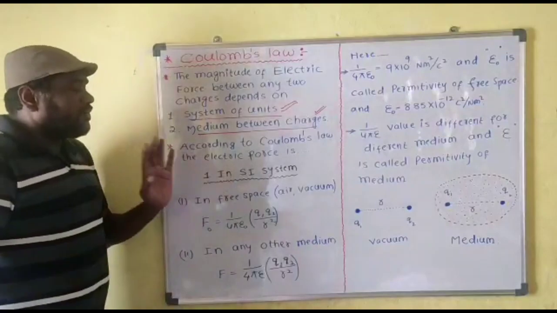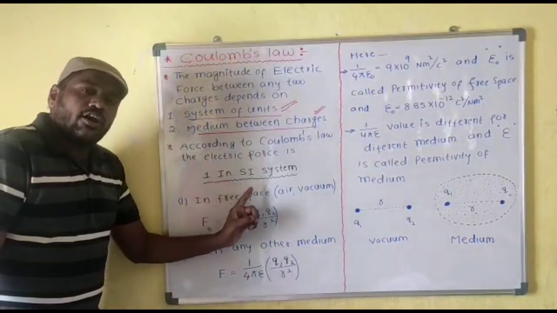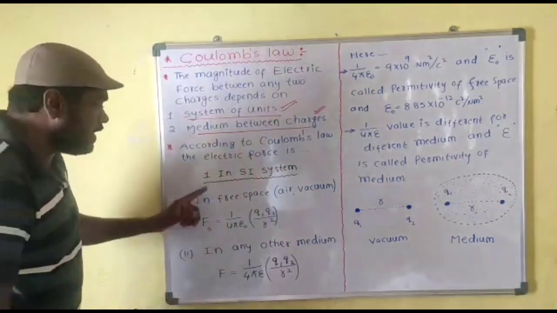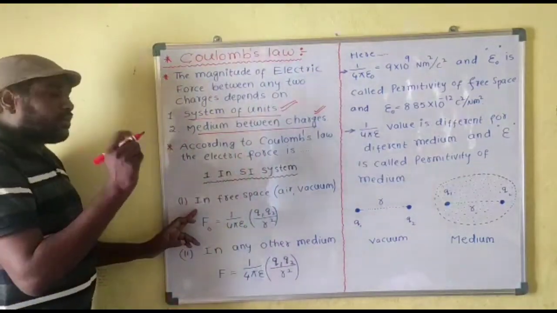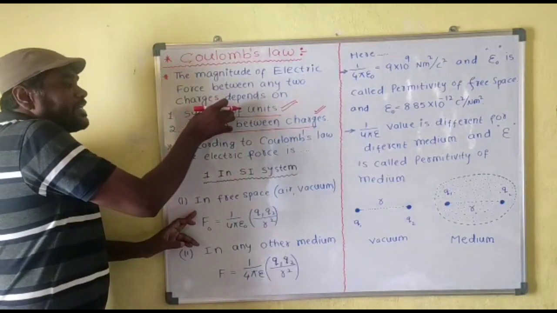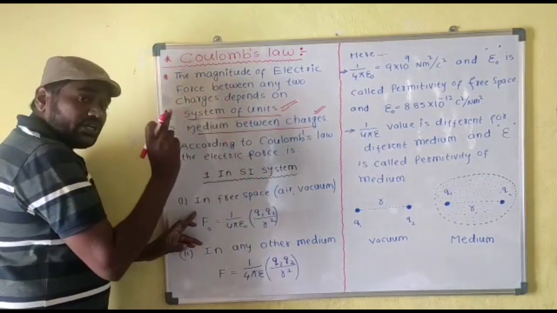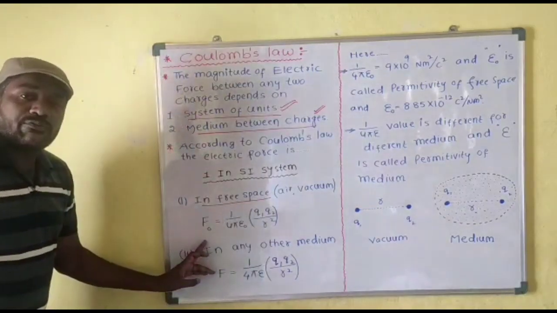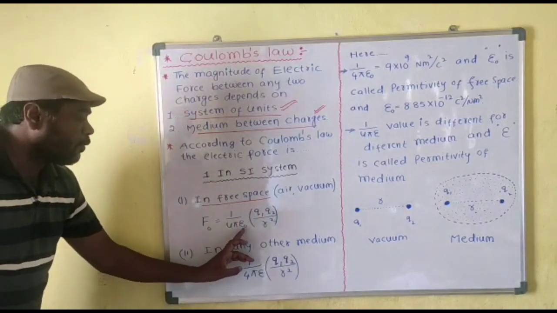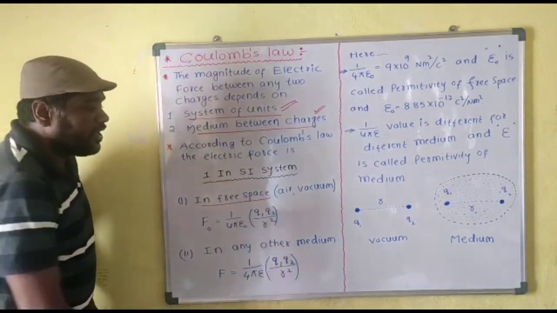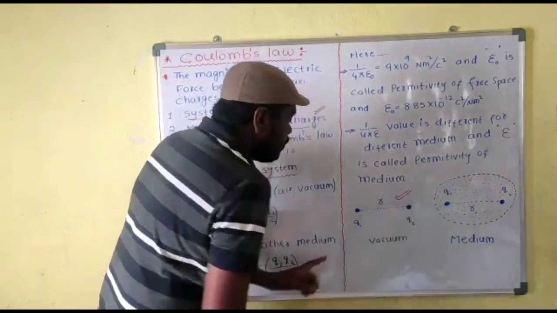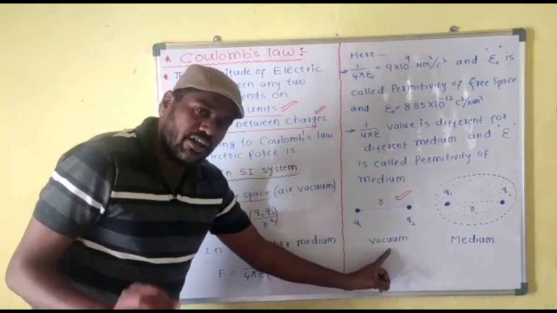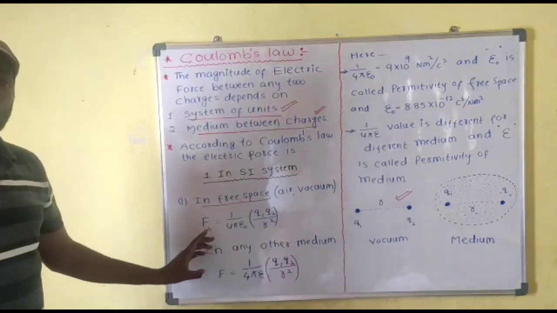According to Coulomb's law, first let us express everything in SI unit, meaning force, charge and distance are all in SI unit. Then, in free space, the force between two charges is given by F naught equals 1 by 4 pi epsilon naught Q1 Q2 by R square. Here you see this diagram: the first charge and second charge, and the distance between them is R. These two charges are present in vacuum, air or free space, and this is the force between them.